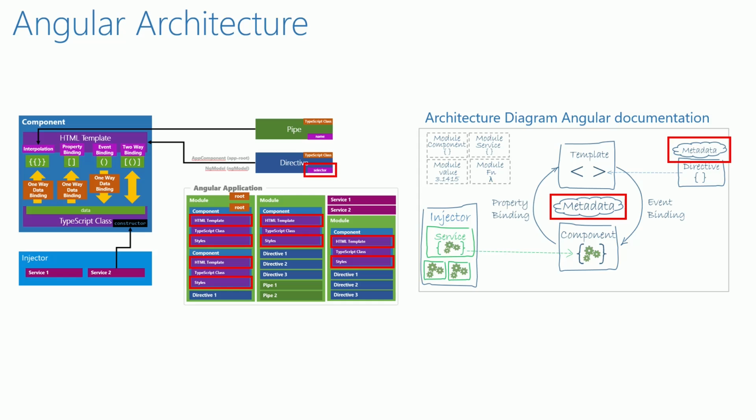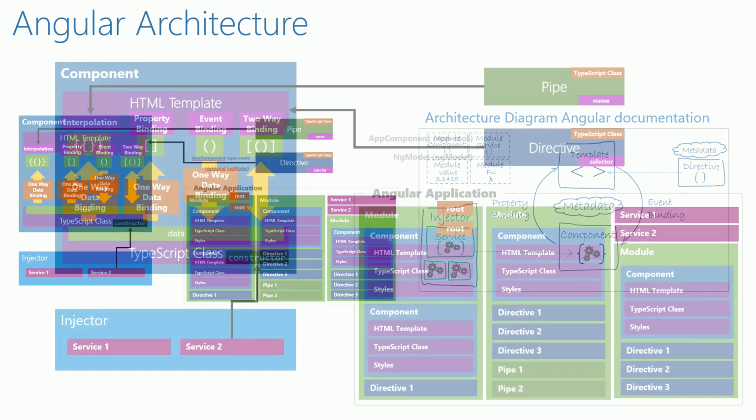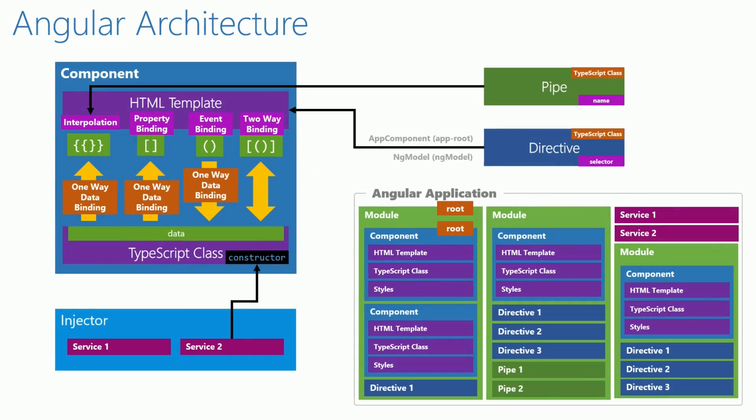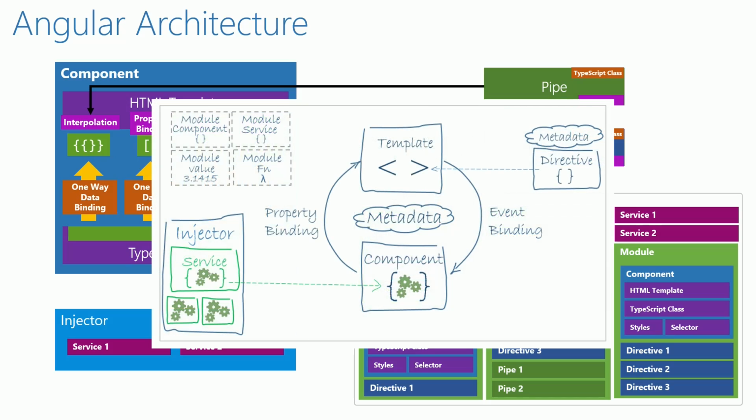Let me bring up the diagram to the entire screen. I am including selector for a component within our diagram adjacent to styles. With this change, we can see all the aspects represented in the original architecture diagram from Angular documentation is also represented in our diagram.